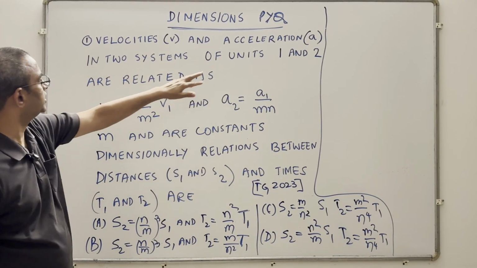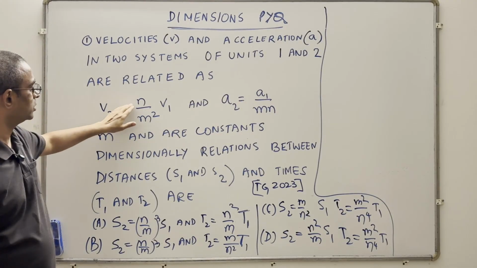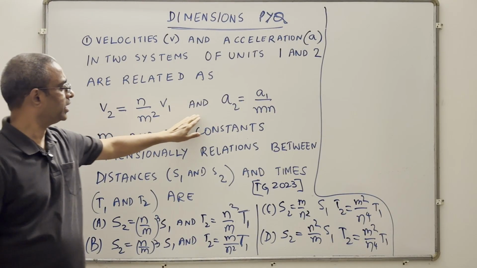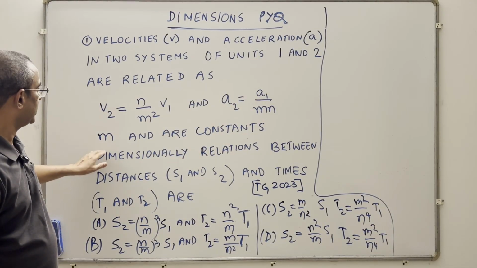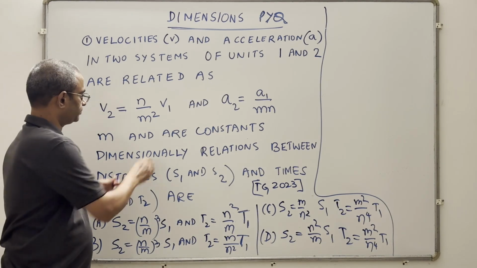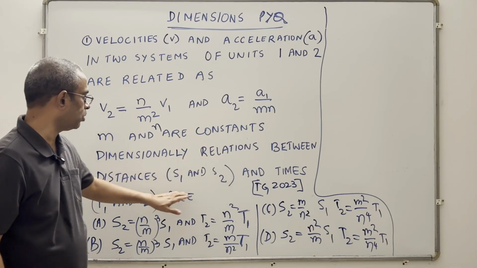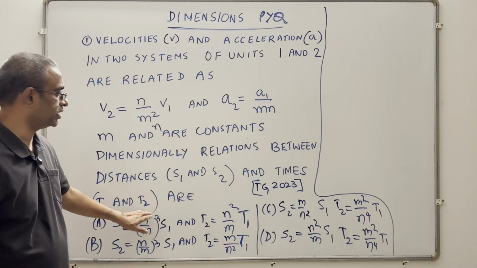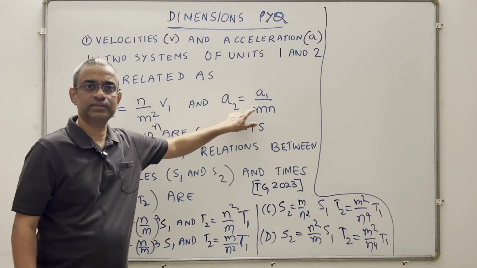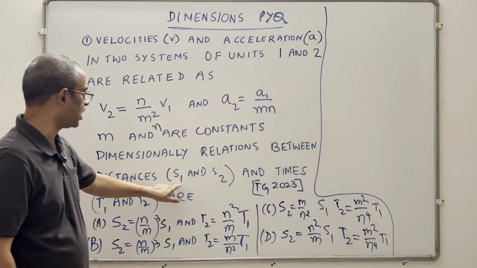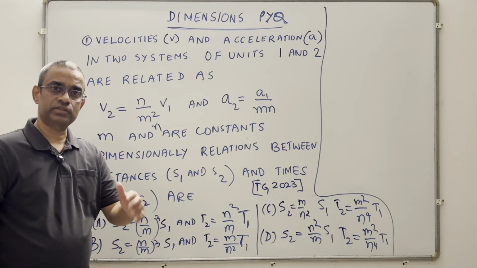Velocities v and acceleration a in two systems of units 1 and 2 are related as v2 is equal to n by m square into v1, and a2 is equal to a1 by mn, where m and n are constants. Dimensionally, how are S1 and S2 and T1 and T2 related? He has given how velocities are related and how accelerations are related, and is asking how the distances and the times are related. Please pause the video and try it on your own.